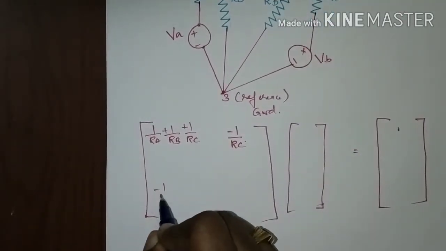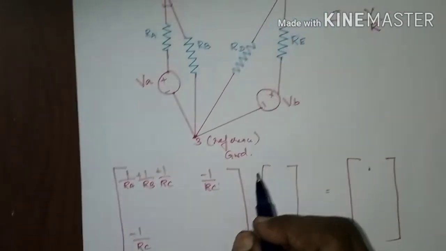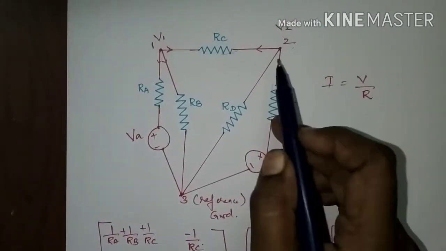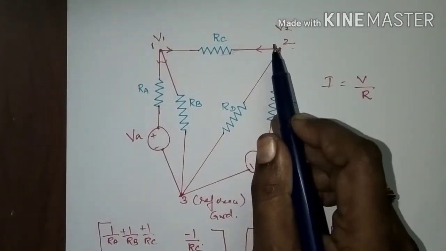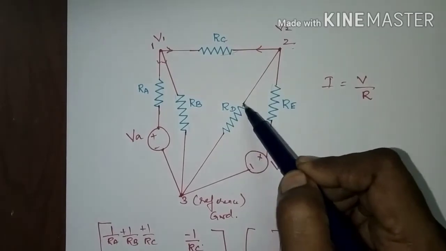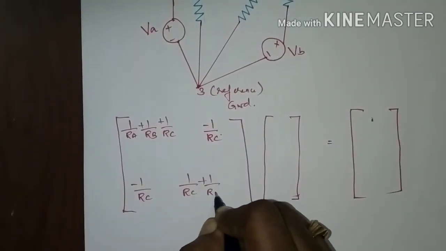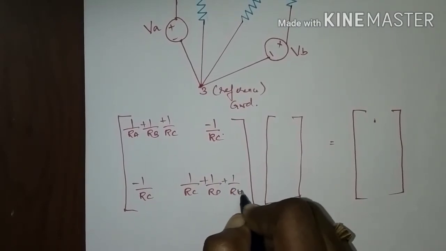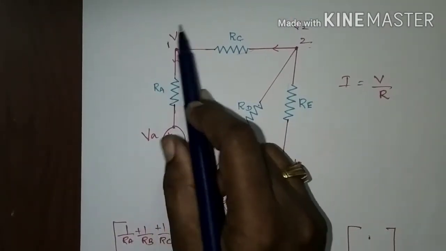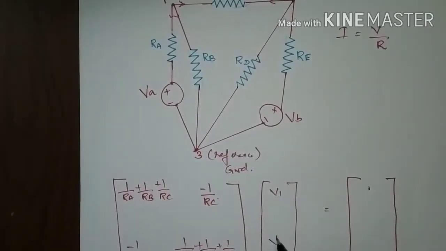So the resistance matrix is symmetrical, so minus 1 by RC again. And the last element is the resistance connected to the second node, that is RC, RD and RE. So 1 by RC plus 1 by RD plus 1 by RE, which multiplies the nodal voltages V1 and V2.